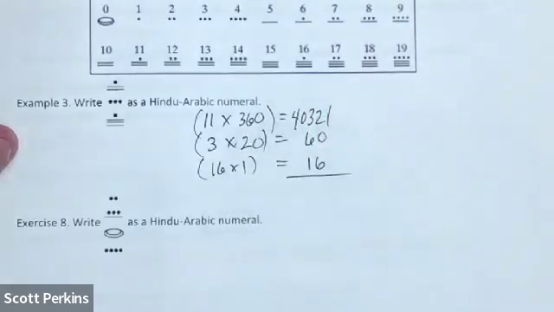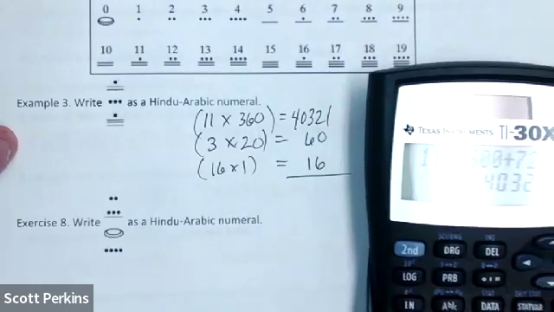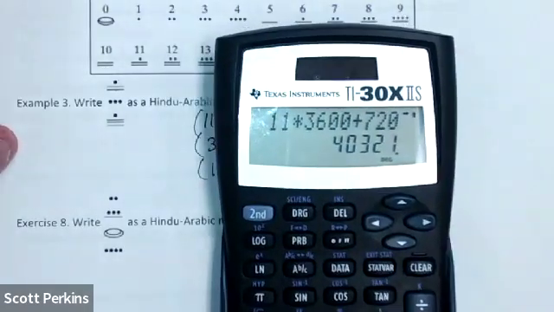And when I add all those together, I've got 40,000. Hang on. Did I do that right? No, I put 3,600. Good job, Perkster. Let me try again. 11 times 360, not 3,600. I knew that number was a little bit big.